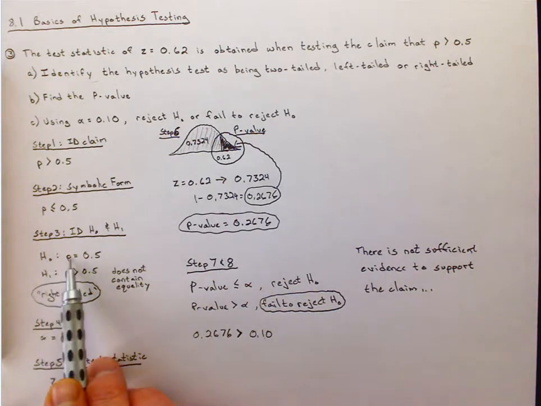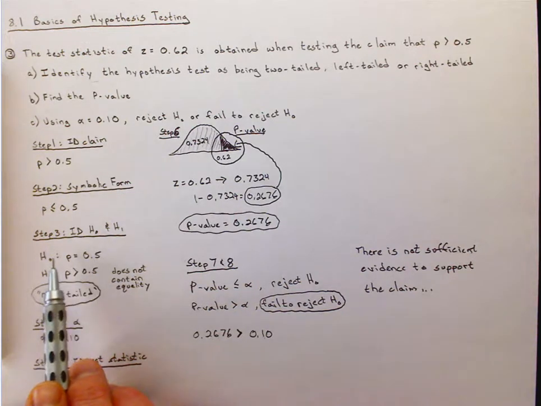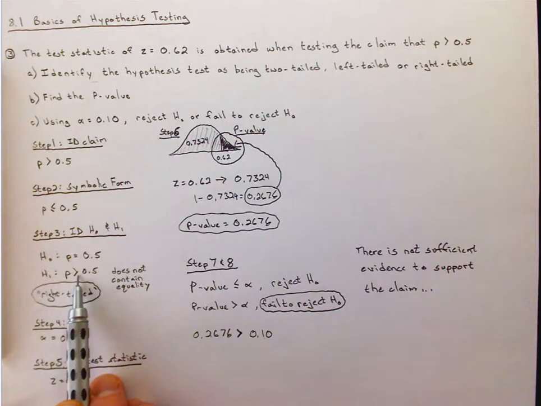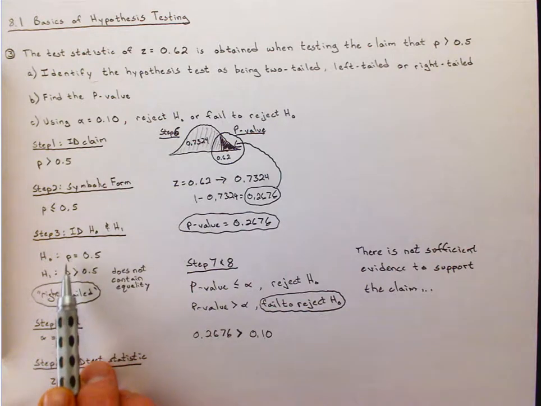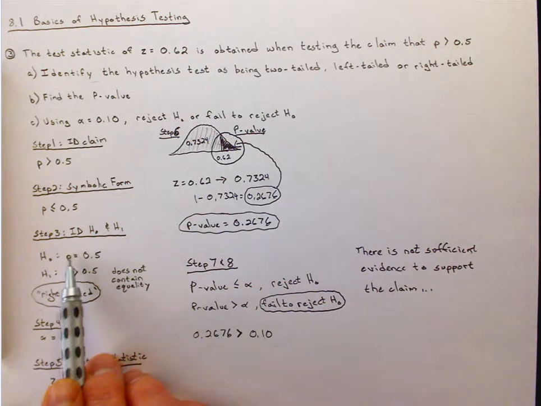Again, H naught was that p was equal to 0.5. So what we're saying is we fail to reject that. We're not saying that p is greater than 0.5 is true, and we're not saying that p is equal to 0.5. What we're saying is that we cannot say that this is not true.